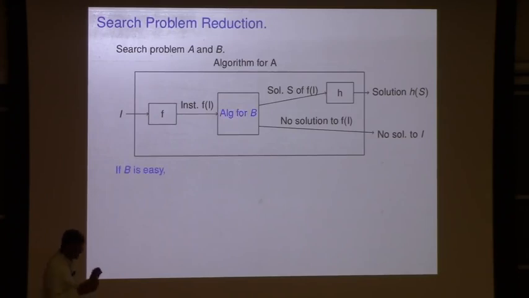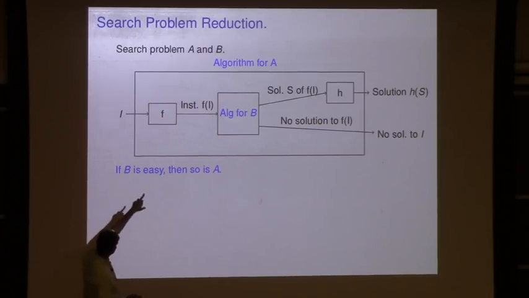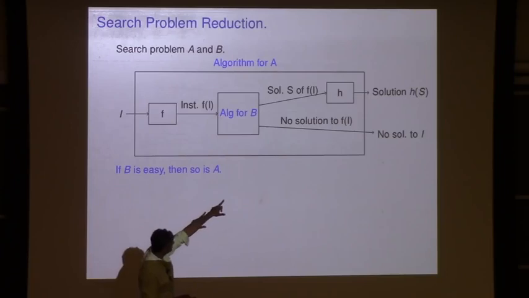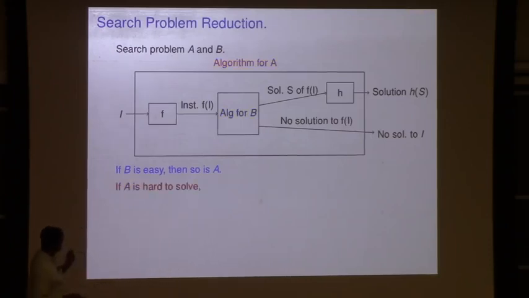If B is easy, then what do we know about A? Yeah, assuming this function is efficiently computable, this instance, and this function, the solution coming back is efficiently computable. Okay? So if A is hard to solve, what do we know about B?